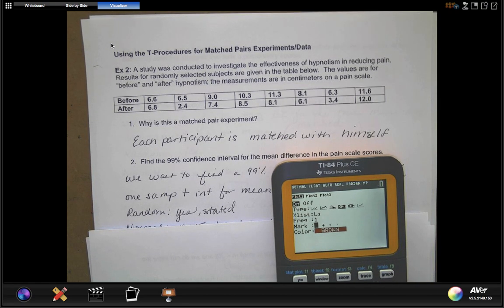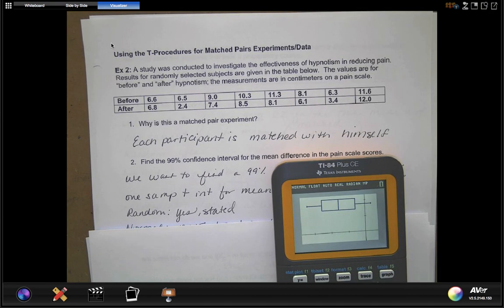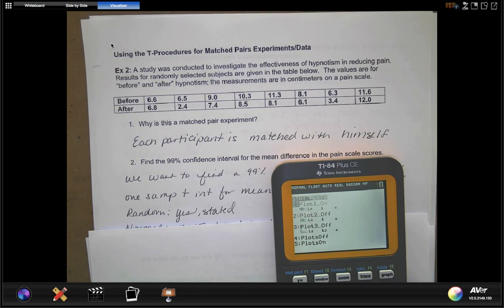You can also look at our normal box plot. So again, looking at the box plot there of that list 3. And of course, again, you can look at that normal probability plot.